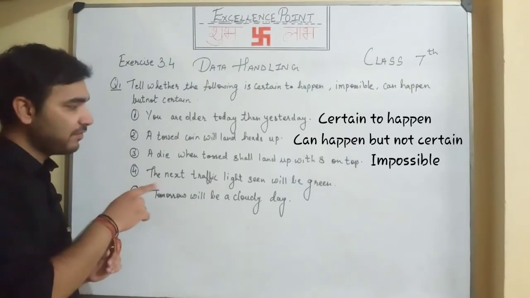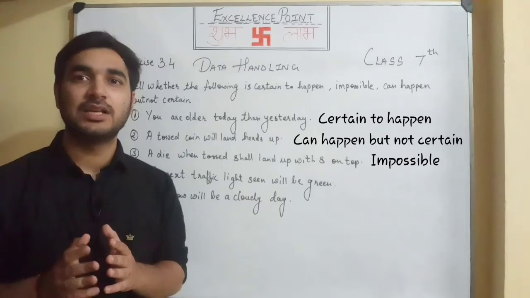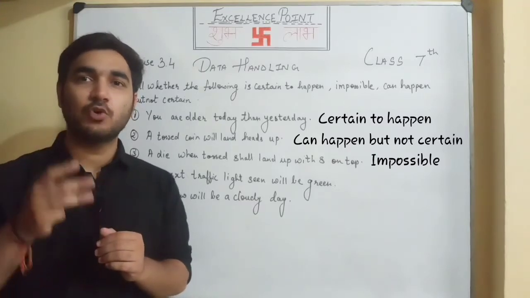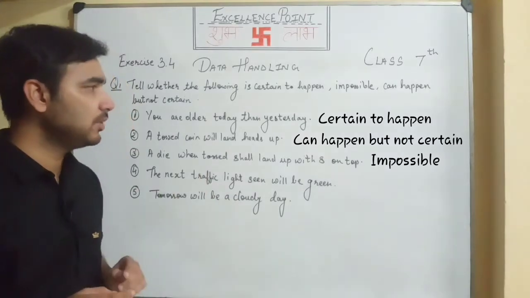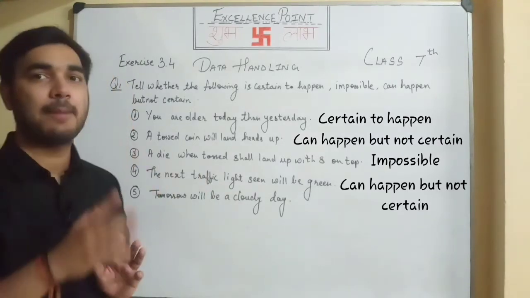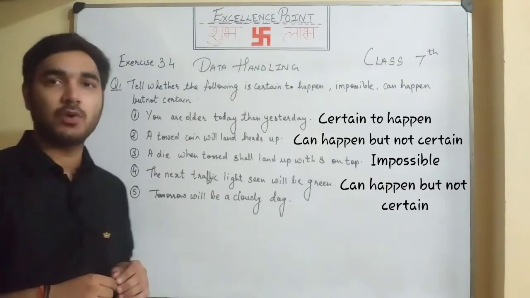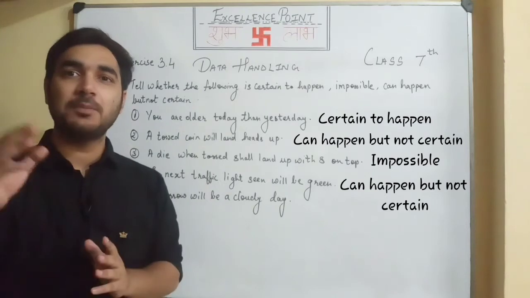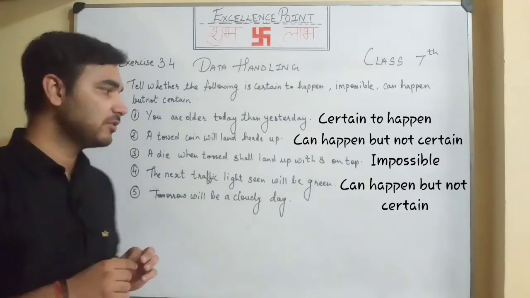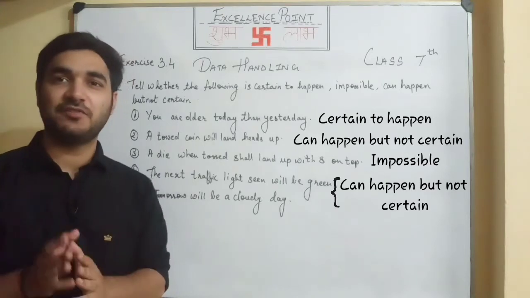Now the next one, the traffic light can be seen to be green. It means that traffic lights only have 3 possibilities. We already know the possibilities, so it will be can happen but not certain. And for the last one, tomorrow will be a cloudy day. We know the possibilities that it may be a cloudy day or it may be a sunny day. So the answer will be can happen but not certain. So we have finished with the first question.